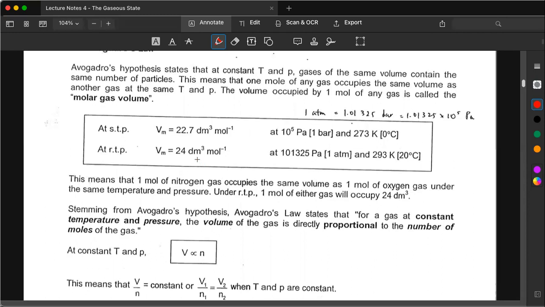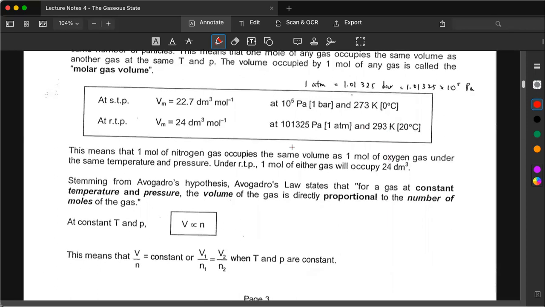At room temperature and pressure, which you learned at O level, the molar volume is 24 dm cube per mole. But the condition will be different from STP. RTP is at 1 atm, not 1 bar, which is 101325 Pascal. So it's not the same as this, all right? And the temperature is at 20 degrees Celsius. So this 20 degrees Celsius is the room temperature, not 25, okay? So it's set at 293 Kelvin.